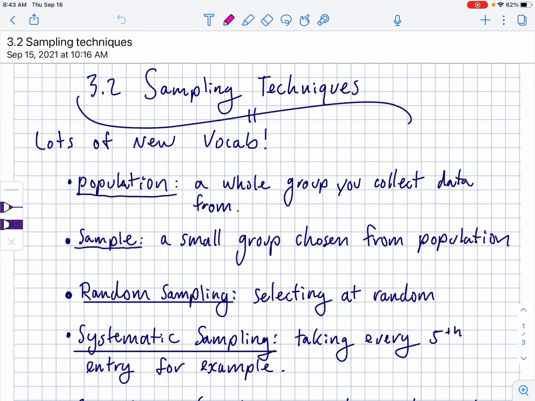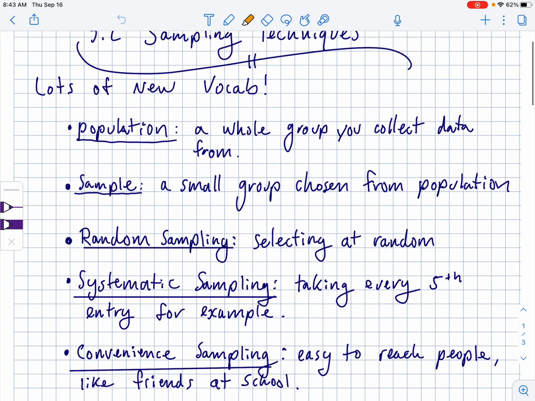All right, IB AI SL2. Today we're going to talk about sampling techniques. This section is really not that bad. It's basically just taking a big group of data and taking certain parts of it and finding the mean and stuff like that. But there's a ton of new vocab that they use.